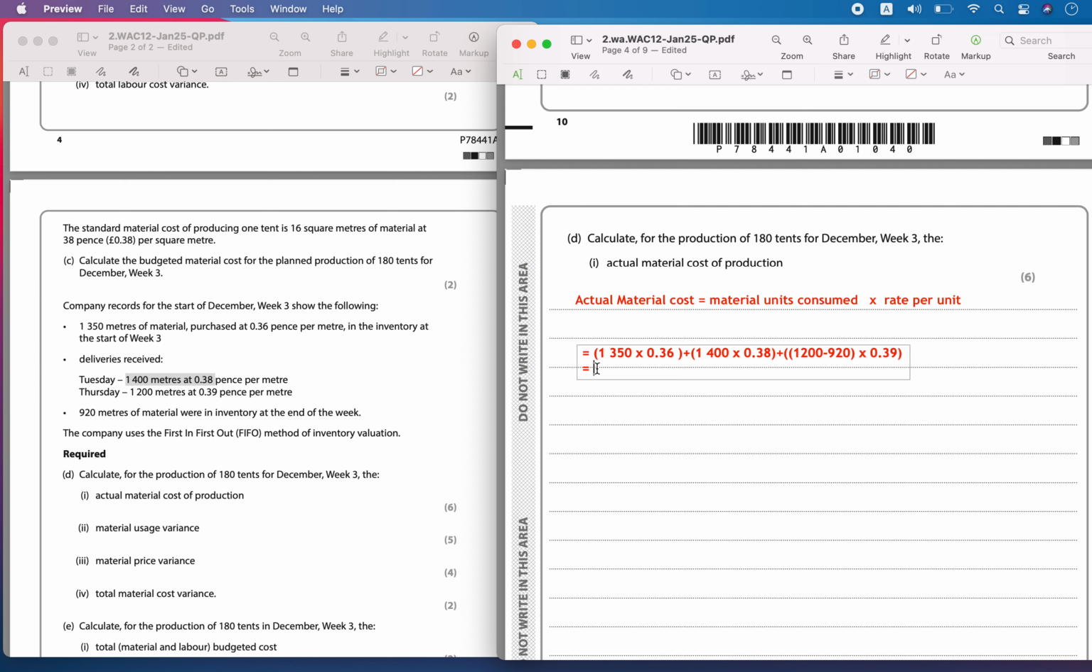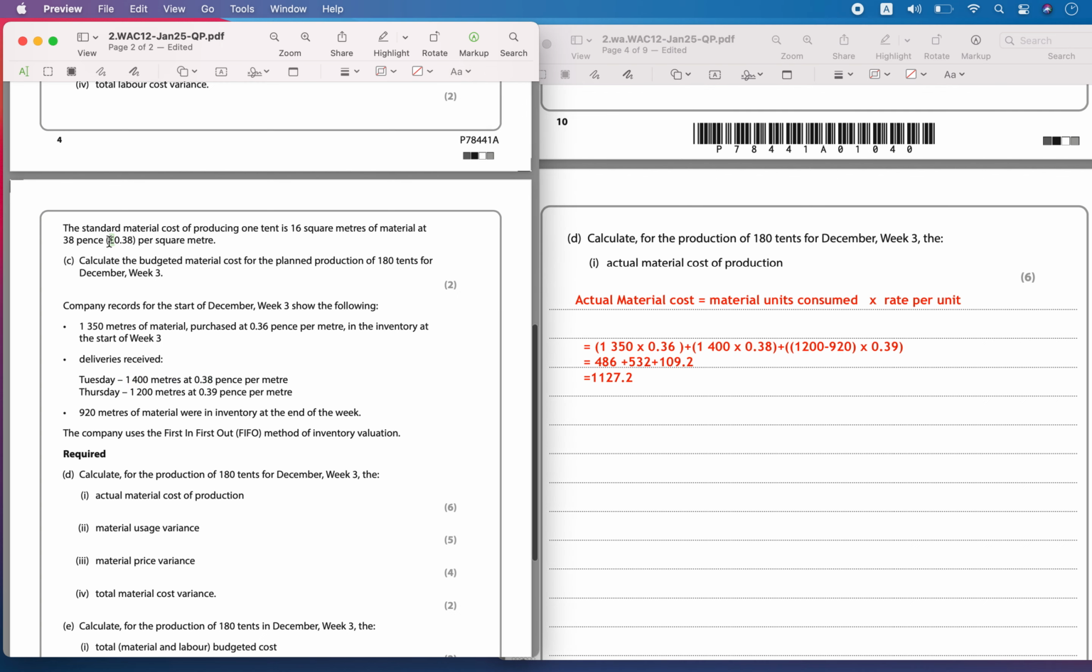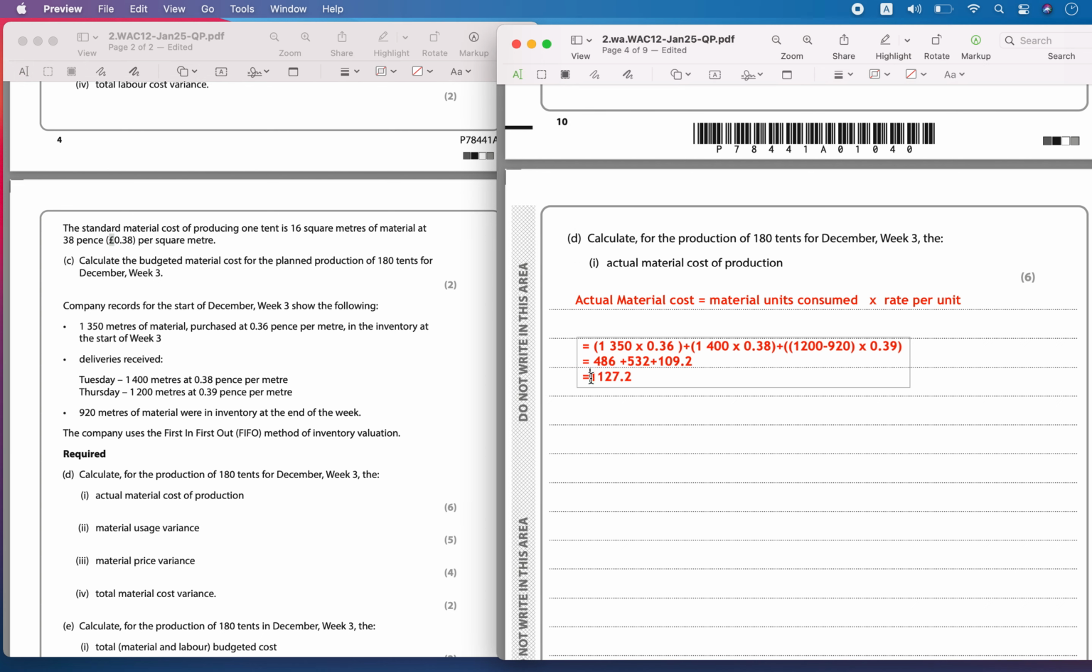So 1350 into 0.36 is equal to 486 pounds, plus 1400 into 0.38, which is 532 pounds, plus 280 into 0.39, that is 1200 minus 920, which is 280 times 0.39, equal to 109.2. Let's add up all these values, that is equal to 1127.2 pounds. So this was the actual cost of the material for producing the tents.